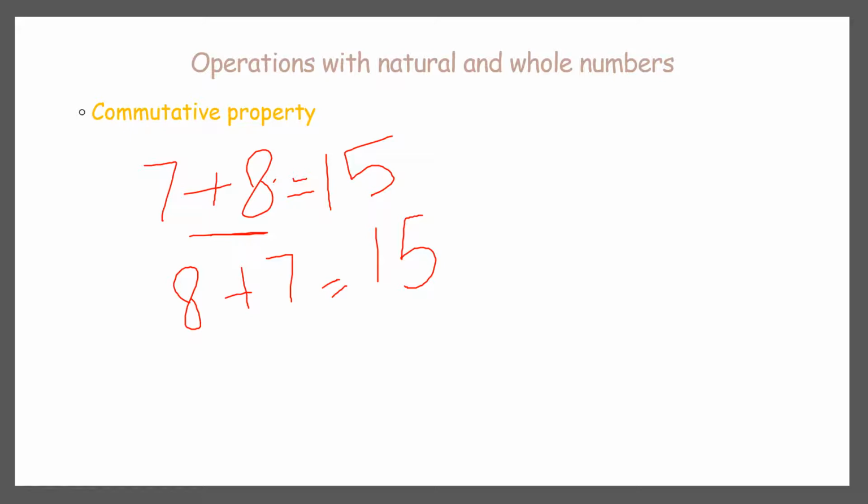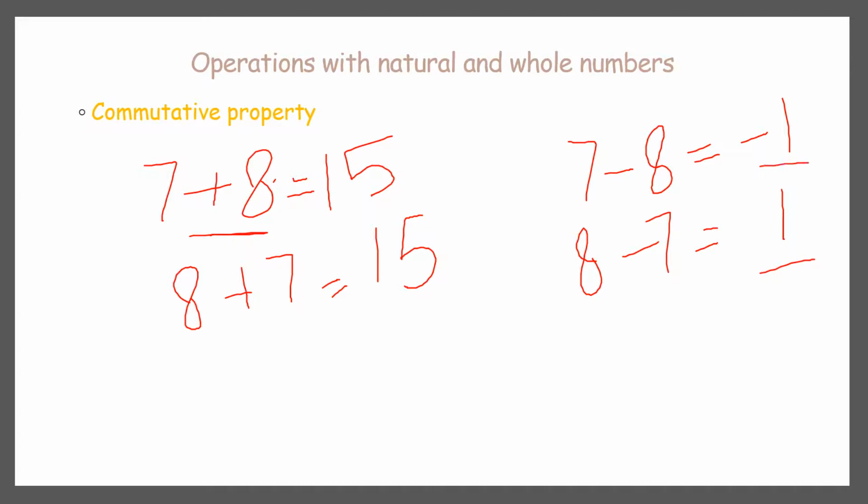Now let's see, does it also hold for subtraction? If I subtract 7 from 8 or 8 from 7, here the answer is minus 1, but here the answer is plus 1. So the answer is not the same. It means that commutative property also doesn't hold for subtraction.